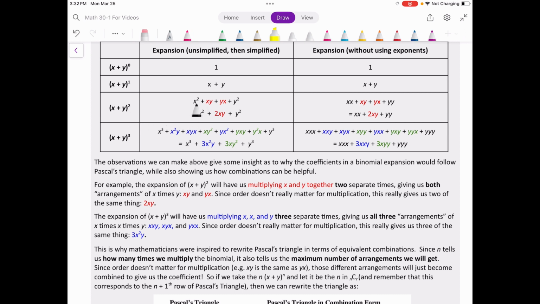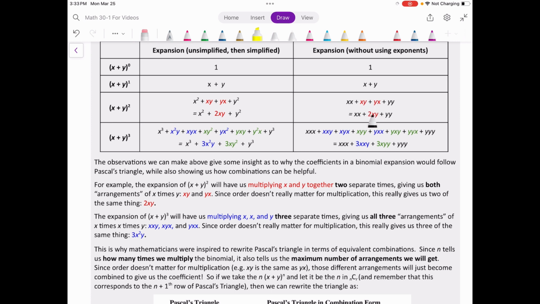What that's going to involve, right? We're going to have x times x to get x squared, x times y to get xy, and then if we think about it, we're going to do y times x to get yx, right? And then y times y to get y squared. And notice what we're doing is we're saying, okay, xy, yx, right? Giving us really two of the same thing because order doesn't matter for multiplication. So xy and yx are really just both xy, right? Or they're both yx, however you want to look at it.